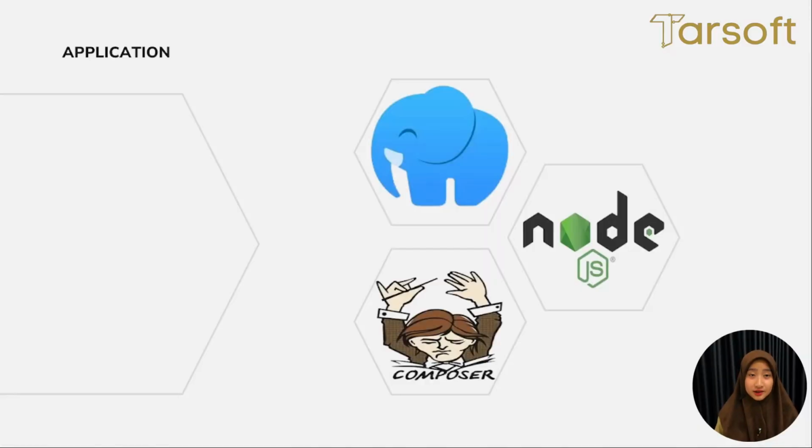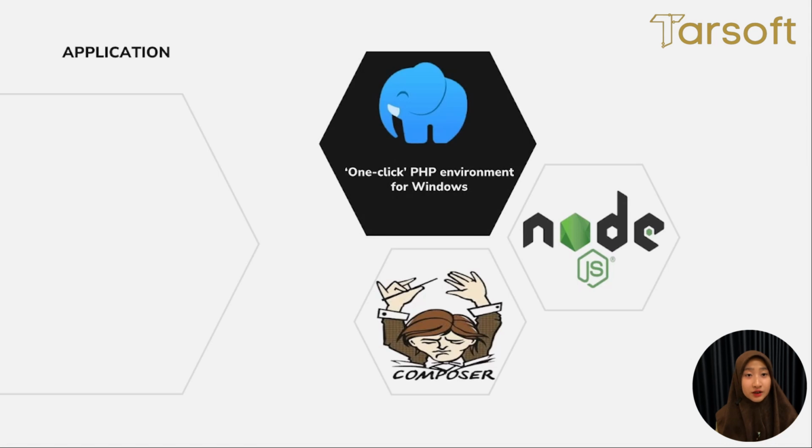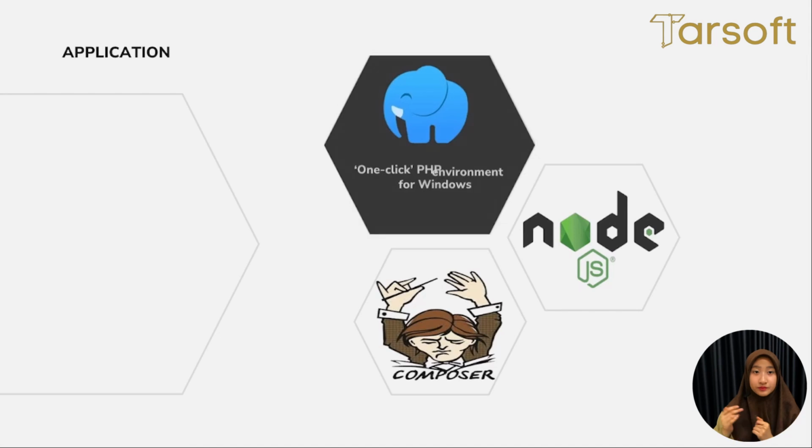Now that you know what Laravel is, there are 3 applications that you need to install in order to use Laravel, which are Laragon, Node.js, and Composer. Laragon is a local development environment. It is more user-friendly than XAMPP. Why do I say that? It's because with just one click, you can start Apache and MySQL. Different from XAMPP, where you need to start MySQL and Apache separately.